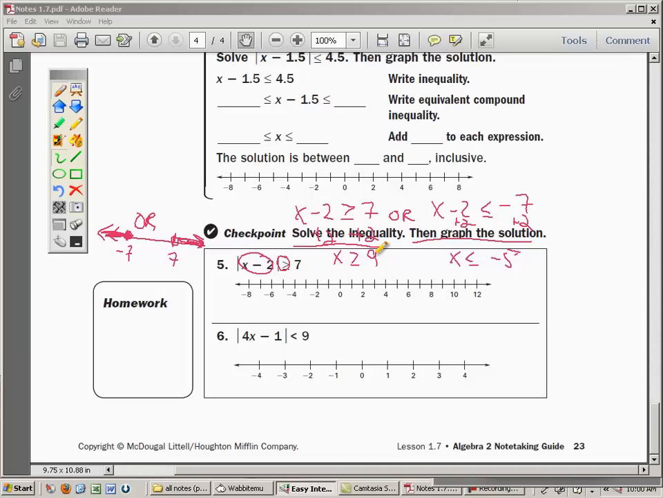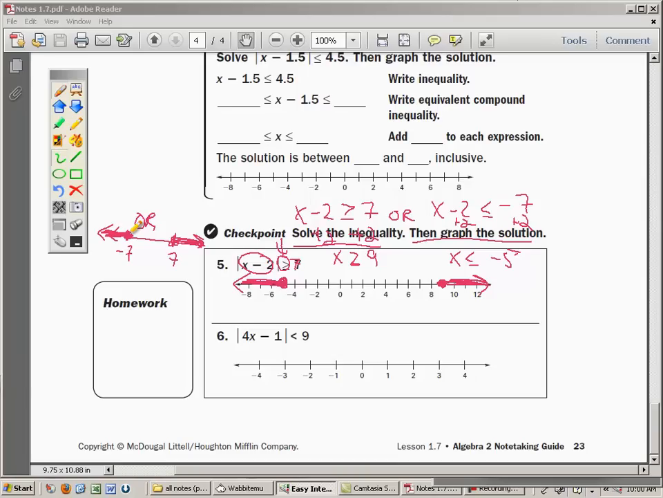All right, and so here's negative 5. Less than or equal to that is going to be all the numbers to the left. Here's positive 9 right there. Again, greater than or equal to, so color it in, and all the numbers to the right. Notice again, because it was a greater than sign, it led to an OR, because again, I wanted all the numbers that are greater than 7 or less than negative 7.